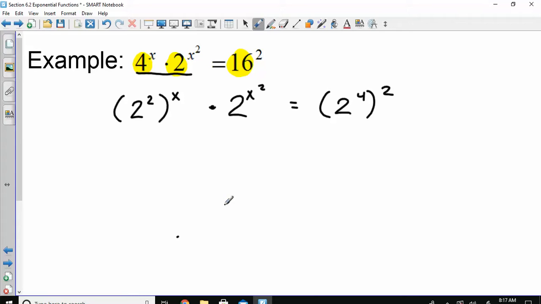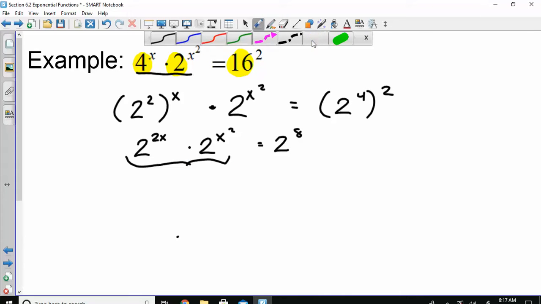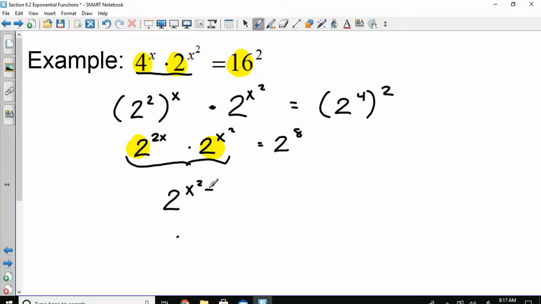What do you think I do next? Multiply this up. So this is 2 to the 2x times 2 to the x squared equals 2 to the 8th. Now our property says we can set the exponents equal if it's just one thing on each side. So I can't just drop my 2's yet, but if you are multiplying and this base is the same, what do you do with your exponents? Add them. So this is 2 to the x squared plus 2x.